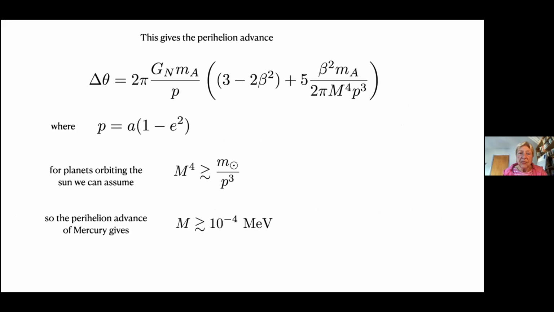And the perihelion advance for the planet, where P is the semi-major axis times 1 minus the eccentricity squared, depends on the conformal coupling and disformal. If we assume that the scale M4 is greater than something, we can get a constraint from the perihelion advance, which gives us that the mass here is greater than or equal to 10 to the minus 4 MeV. Is there a question? Yes, there's a question about what's the GR limit of your expressions.